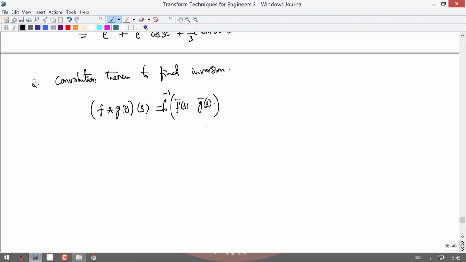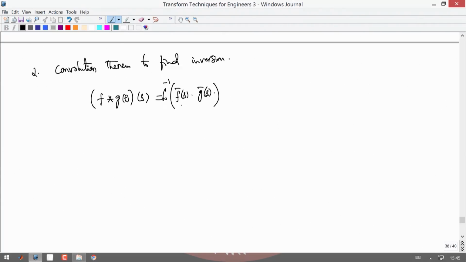inversion comes here. So, if you can write your given Laplace transform as a product of two functions, and for each function you can recognize its inverse transform, that is f of t for this and g of t for this, and you convolve them, that will exactly give you the inversion. That is the same as using the convolution theorem.